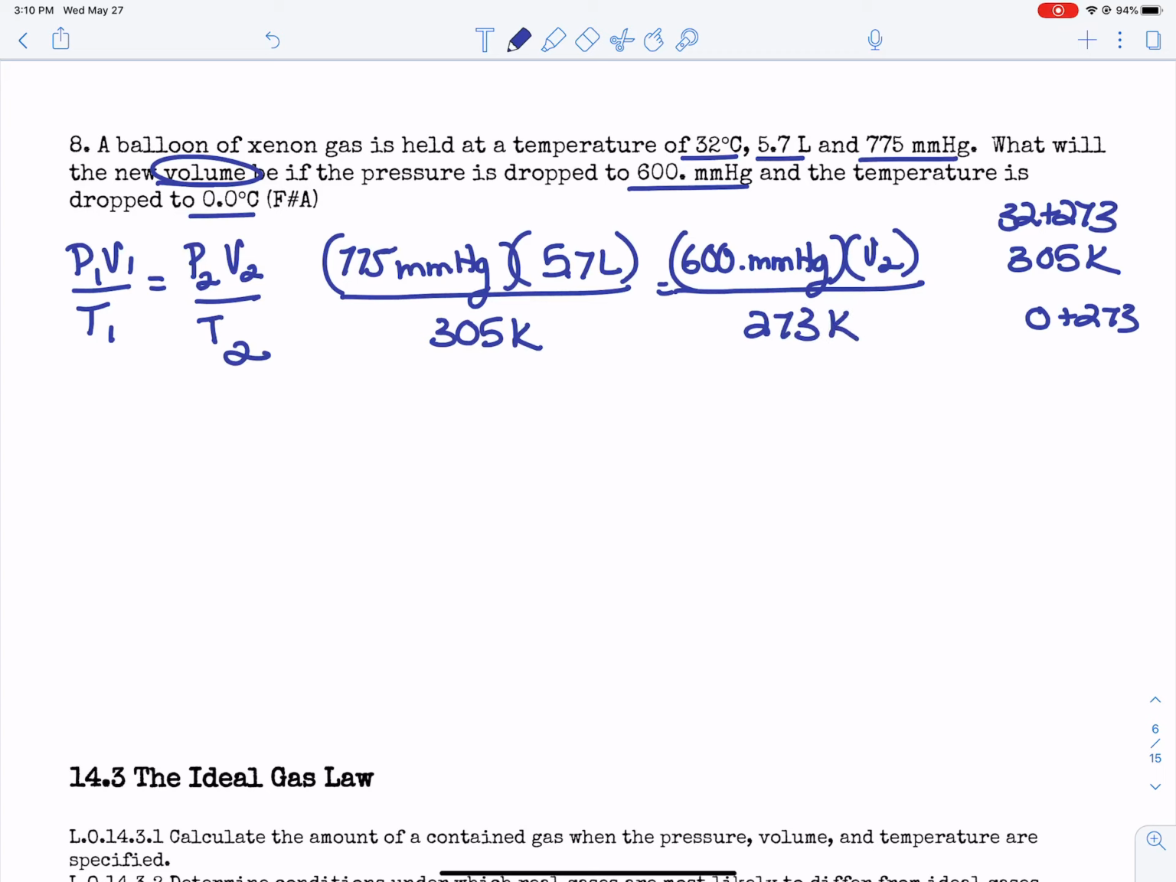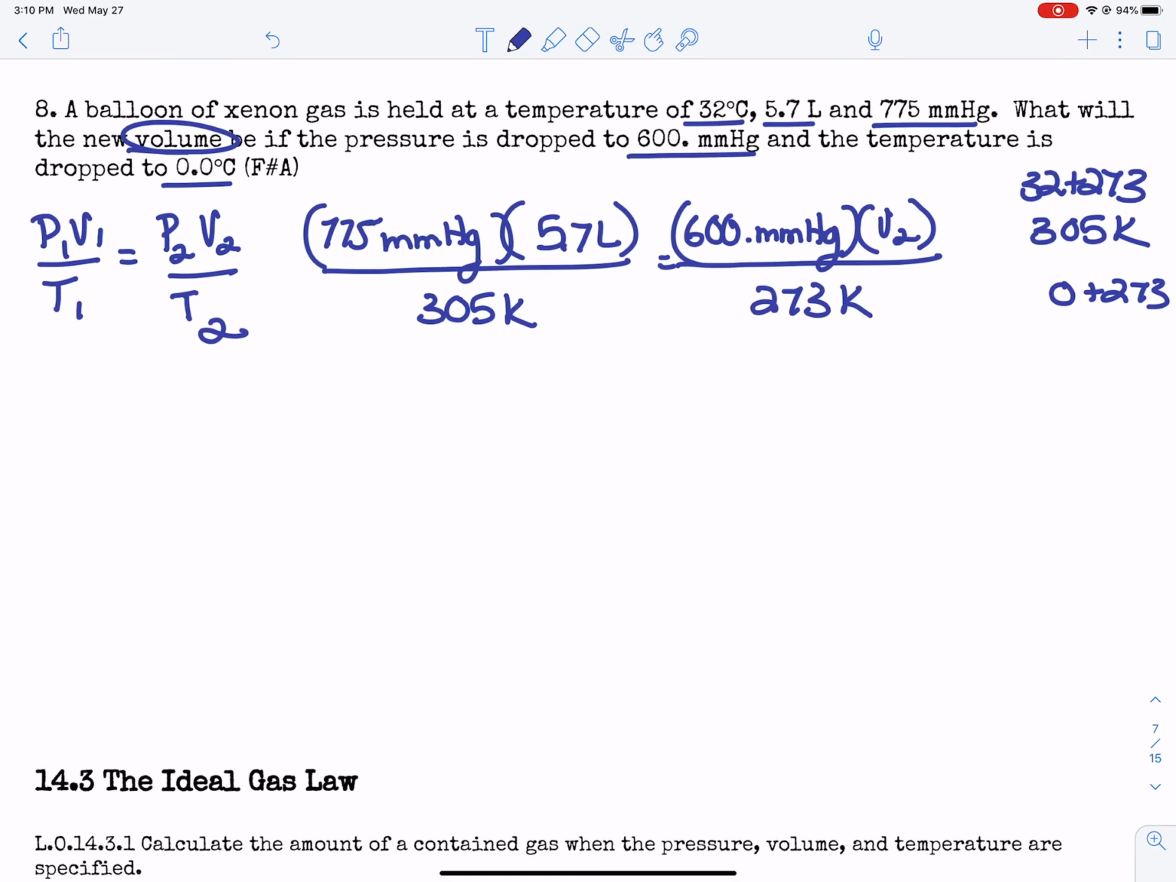Again, cross multiply, do whatever algebra you need to do, but your new volume should come out to be 6.6 liters, with 2 significant figures because 5.7 is only 2 significant figures. Every other number in this problem has 3 significant figures.